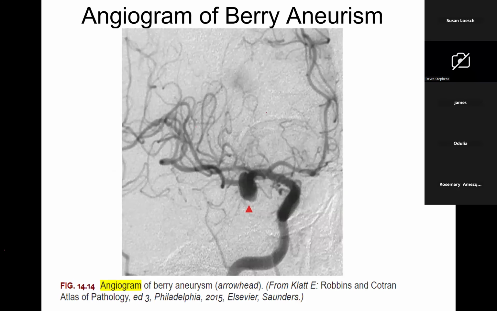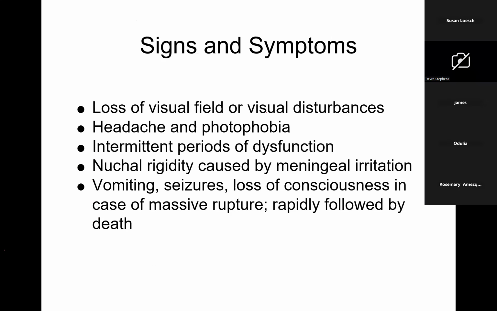This is the berry aneurysm. So you see the bulging there where the red arrow is. Again, it's always going to happen in these weakened areas, usually at the bifurcation. Usually the beginning ones are going to be asymptomatic until it starts to compress the structures around it. And then you'll start to see the clinical signs.